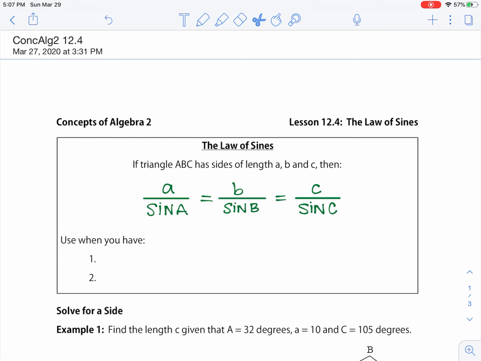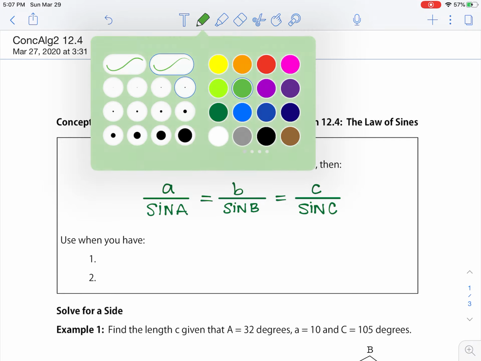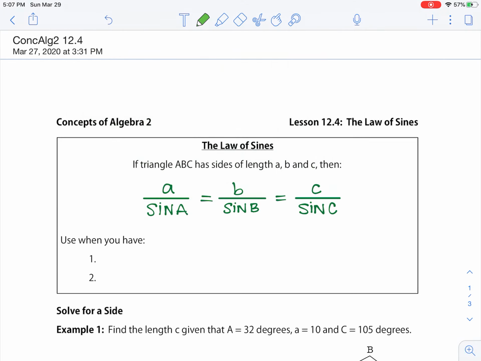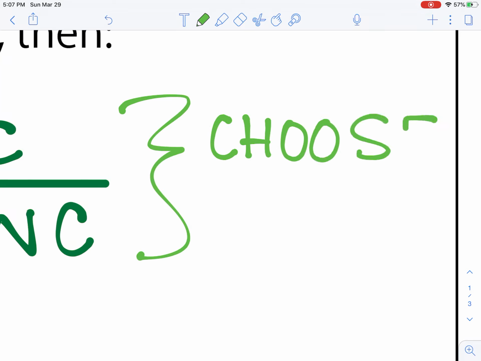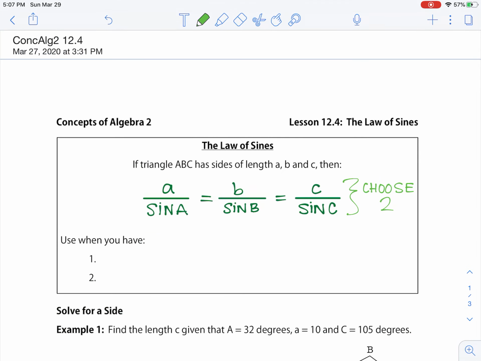Little a, little b, and little c represent the sides of the triangle. And big A, big B, and big C represent the angles of the triangle. When we use this law of sines, our goal is to have enough information to choose two of these, and then we're going to use those two to solve. So you'll never use all three. Your goal is to pick two, and we'll practice that as we go through these notes. How do we know which two to use?